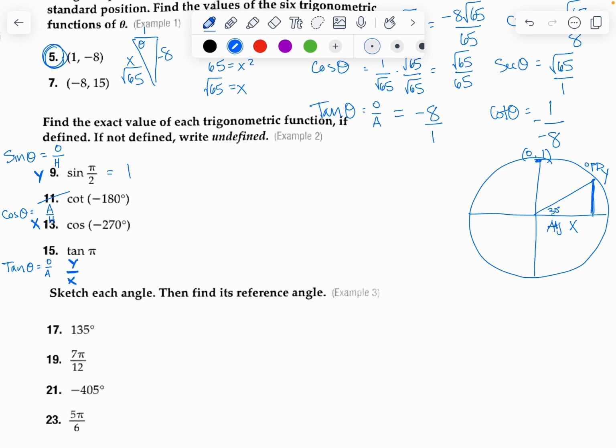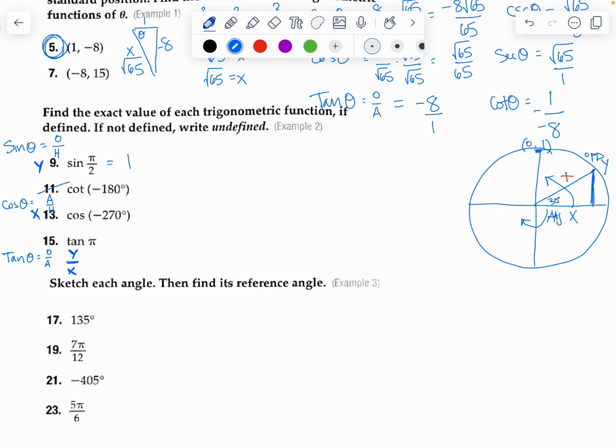Negative 270 is a rotation of 270 degrees. Positive rotations go counterclockwise, negative rotations go clockwise. So what I'm interested in here is going negative 270 degrees. That would be right here. That gets me to pi over 2, or 90. Okay, so if I'm going negative 270 and I want to find the cosine there, the cosine is the x value. At the point 0, 1, that's 0.